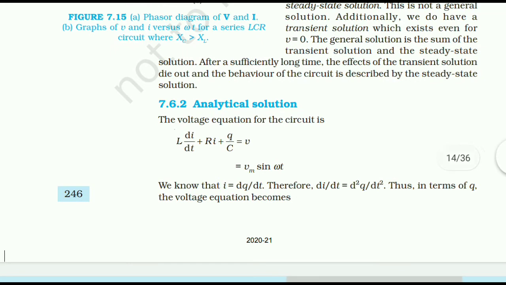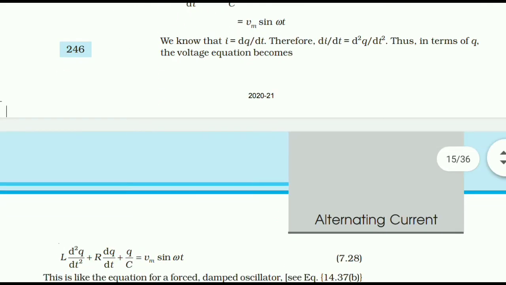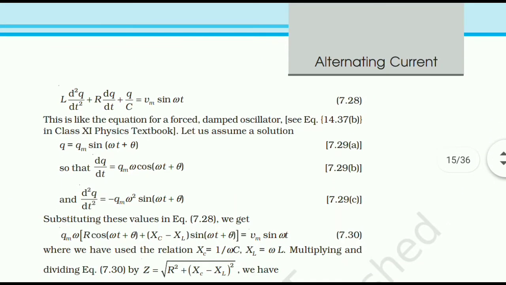7.6.2 Analytical Solution. The voltage equation for the circuit is L di/dt plus Ri plus q/C equals v, which is equal to Vm sin omega t. We know that i is equal to dq/dt. Therefore, di/dt is equal to d squared q/dt squared. Thus, in terms of q, the voltage equation becomes L d squared q/dt squared plus R dq/dt plus q/C is equal to Vm sin omega t. This is like the equation for a forced damped oscillator in the class 11 physics textbook.